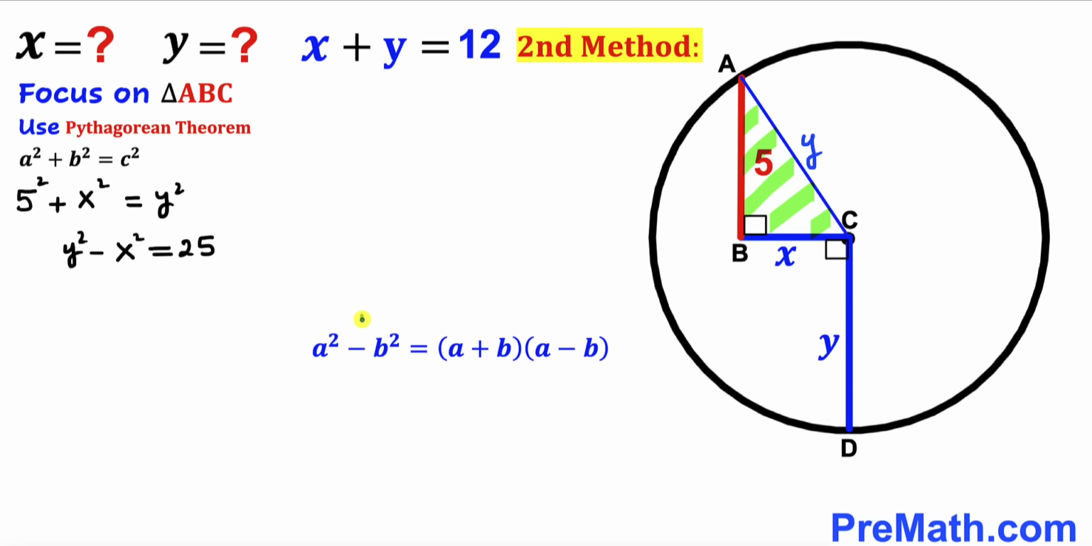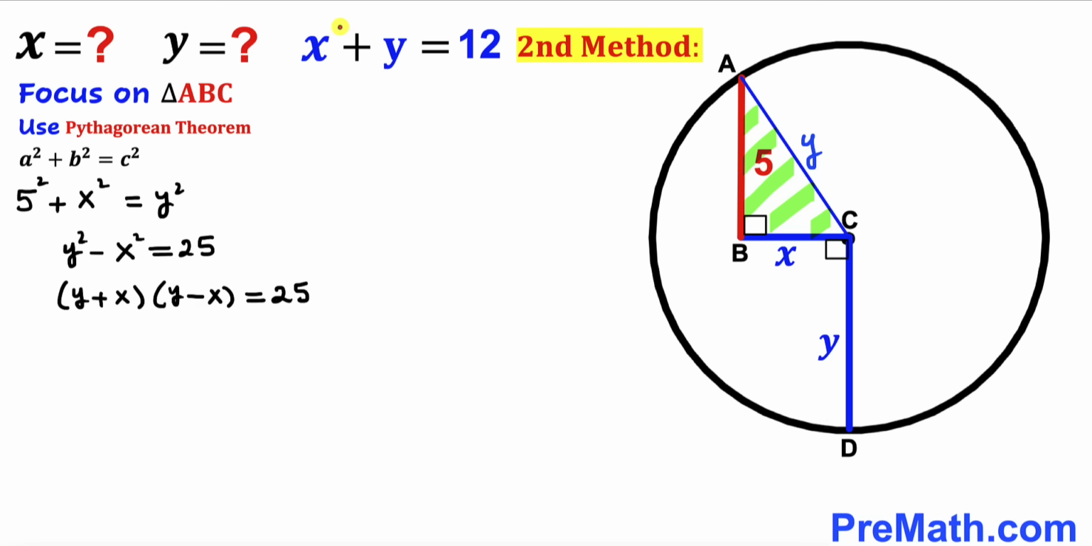And now let's recall this famous identity: a square minus b square could be written as a plus b times a minus b. And we are going to apply this identity on the left hand side. So therefore we could write y plus x times y minus x is going to be equal to 25. And now let's make an observation. We can see our x plus y value is 12. So therefore this part x plus y is same as writing 12 over here. So therefore we are ended up with 12 times y minus x equals to 25.